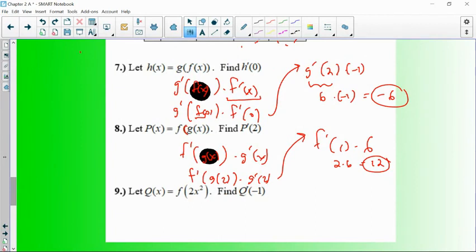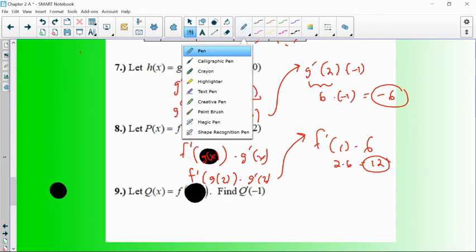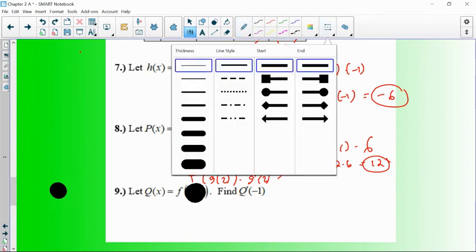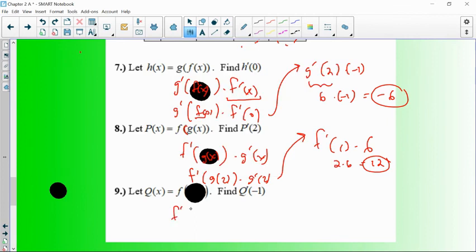Okay, last one on 9 for this table of values. Last one we'll take a look at on this particular video. It says find q of x to be f of 2x squared, find q prime of 1. So again, cover up what's inside. I don't care what's inside, whether it's a function or elephant or who knows. You have to do the outer function first. So the derivative of the outer function would be f prime of that thing. And again, one more time, what was that thing?